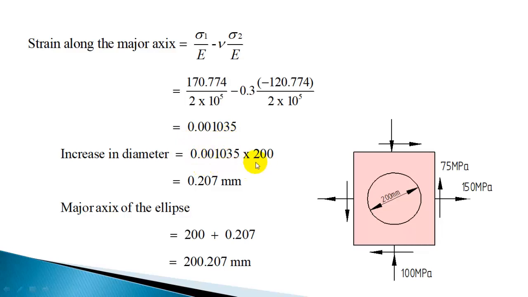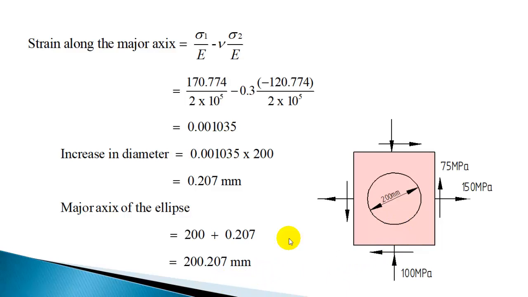Now strain multiplied by the length, that is the diameter, which is 200 mm. Strain means the change in length per unit length, multiplied by the original diameter, it will give the increase in diameter. Since it is a positive strain, you will get an increase of so much. So the diameter will increase by so much, and this you can add to 200. So the major axis of the ellipse is 200 plus 0.207, or 200.207 mm. So that will be the major axis.